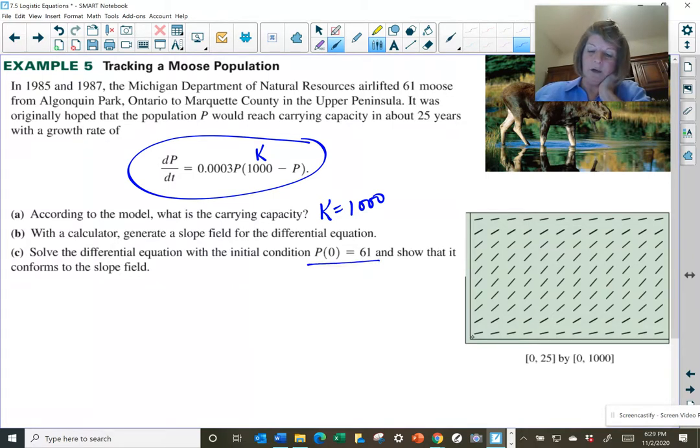Solve the differential equation with the initial condition P equals 61 and show that it conforms to the slope field. So, you know what? I don't have any numbers along here. However, I do know that this must be 1,000 up here, right? So this would have to be around, I don't know if I hit halfway there, 500, 400, 300, 200, 100. So yeah, 61 has to be kind of down right in here. Follow that, and that's our curve.